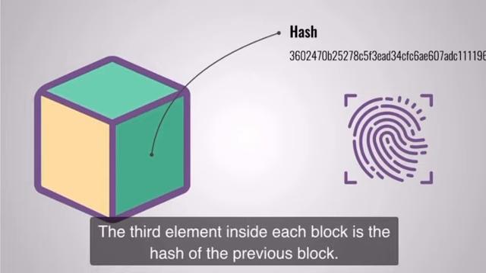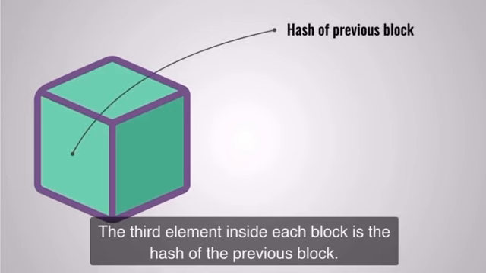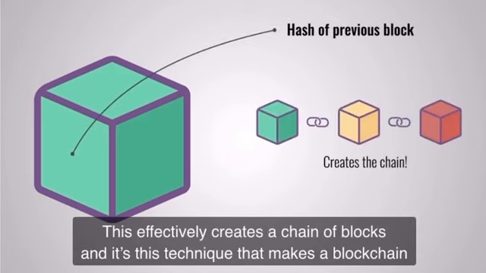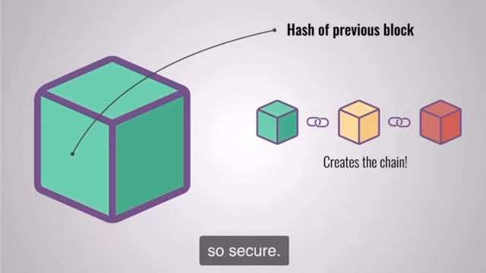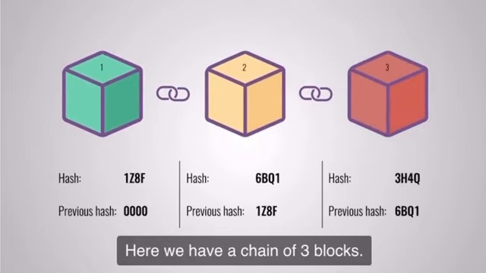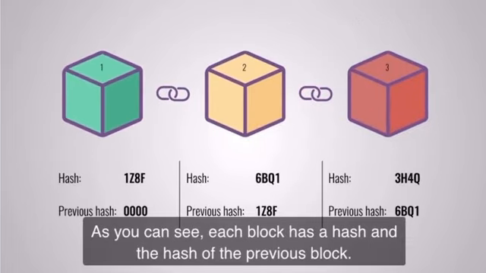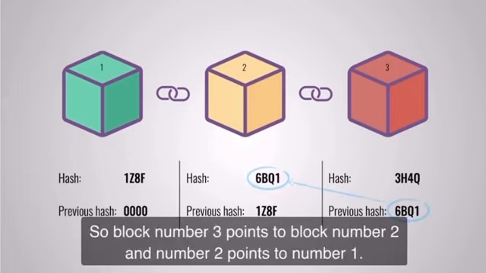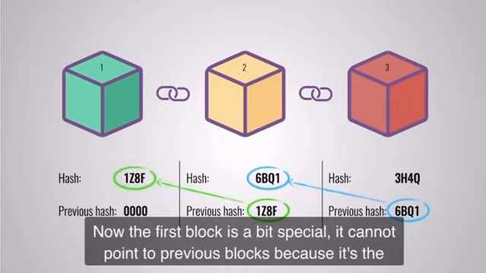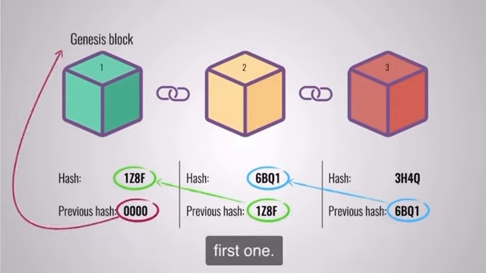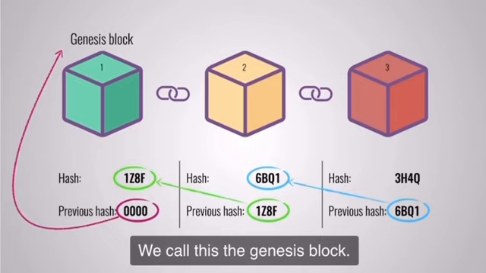The third element inside each block is the hash of the previous block. And this effectively creates a chain of blocks, and it's this technique that makes a blockchain so secure. Let's take an example. Here we have a chain of 3 blocks. As you can see, each block has a hash and the hash of the previous block. So block number 3 points to block number 2, and number 2 points to number 1. Now the first block is a bit special. It cannot point to previous blocks because, well, it's the first one. We call this block the genesis block.